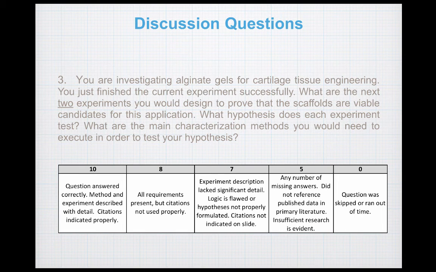Next, you are investigating alginate gels for cartilage tissue engineering. You just finished the current experiment successfully. That's the experiment we just did. What are the next two experiments that you would design to prove that the scaffolds are viable candidates for this application? What hypothesis does each experiment test? What are the main characterization methods you would need to execute in order to test your hypothesis?